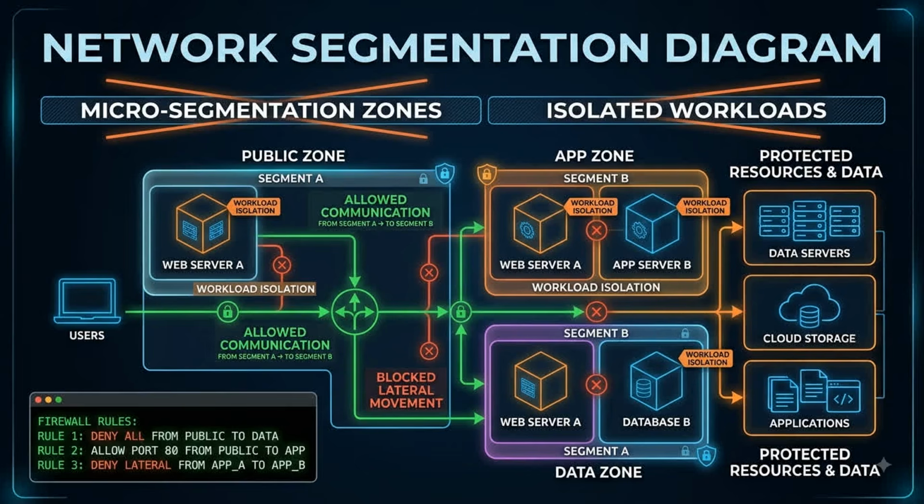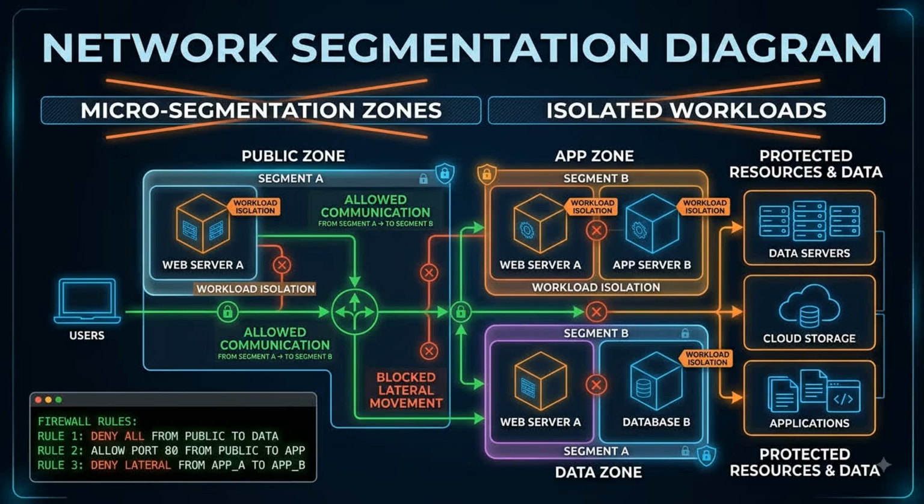Firewall rules enforce this isolation. Rule 1. Deny all traffic from public to data. This prevents direct access to sensitive data. Rule 2. Allow port 80 from public to application. This allows web traffic only. Rule 3. Deny lateral movement from application A to application B. This prevents attackers from spreading sideways.